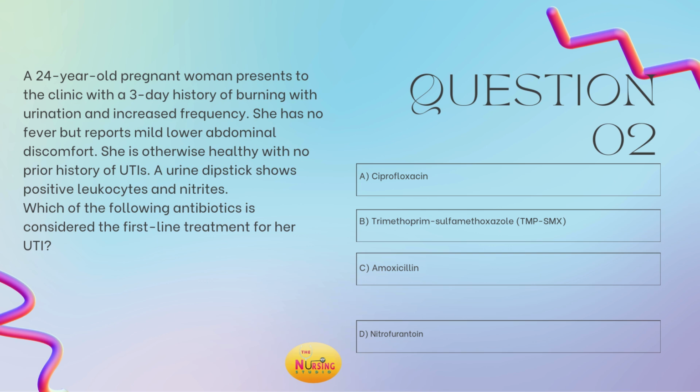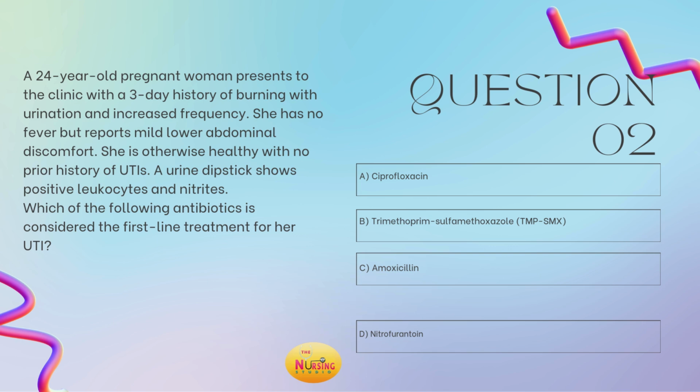Number one, we know we're not giving Bactrim to the pregnant woman. Sulfa medicines we try to avoid in the pregnant population. So we want to keep in mind that she's pregnant. She presents with a 3-day history of all the UTI symptoms. She doesn't have a fever. She does have some mild lower abdominal discomfort. She's otherwise healthy. It doesn't say anything about any allergies.